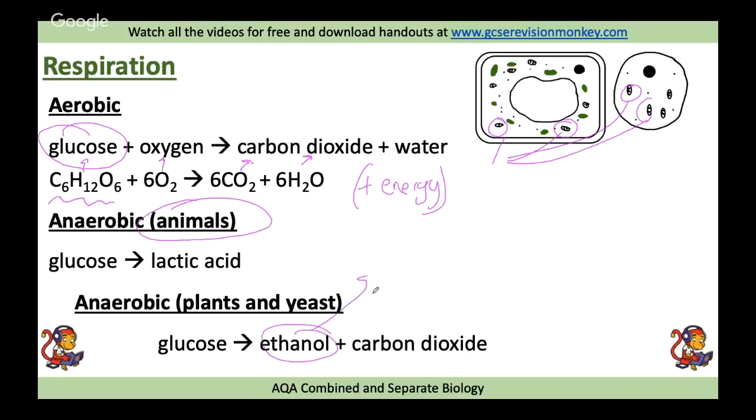This product here that's made, is used in alcoholic drinks. And this product is used in the baking industry to help the bread rise. Now, when you're making bread, you actually make ethanol as well, but as soon as you put it in the oven, that boils and is taken away.